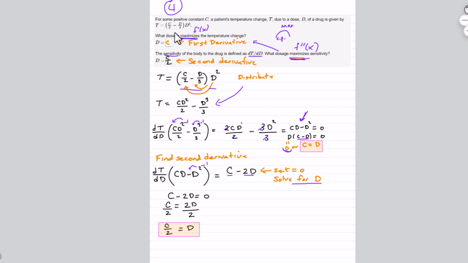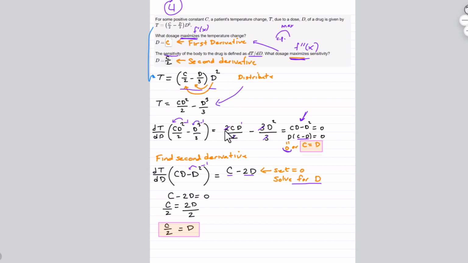So how you actually work this, it talks about given by this, maximize, that's got to be a derivative. And then when you maximize the temperature change, you're taking a second derivative. So this piece right here, I'm just rewriting. And then what I did is I distributed the d squared out.